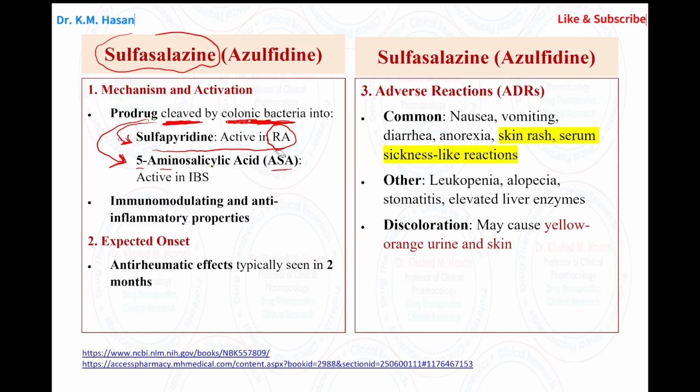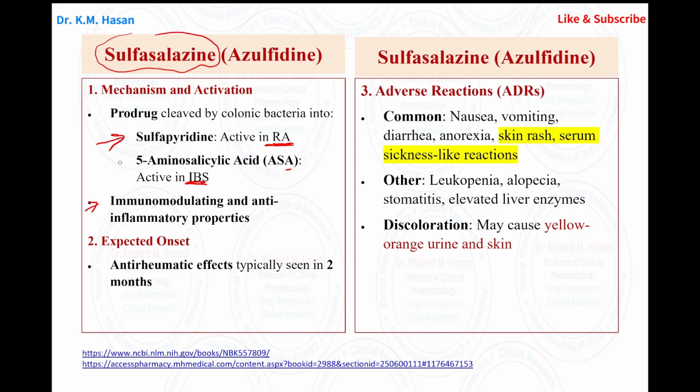So here we have an important concept regarding sulfasalazine. Sulfasalazine is a medication used to treat rheumatoid arthritis and irritable bowel syndrome. Which of the following metabolites is responsible for the effect in rheumatoid arthritis? Please remember it is sulfapyridine. Okay, this is mechanism number one. Number two, another mechanism found is that sulfasalazine acts as an immunomodulator and anti-inflammatory drug.